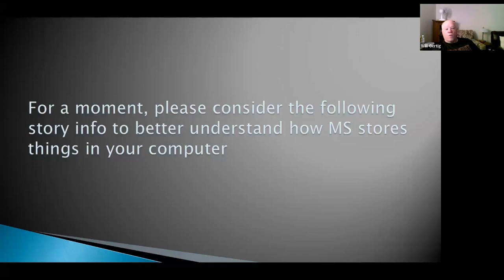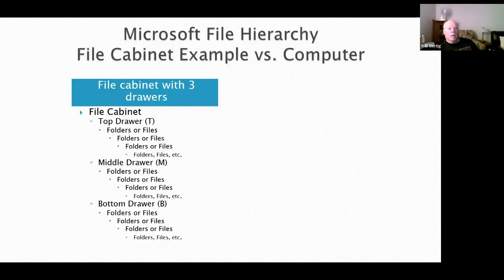Now, to move forward, I want you to consider the following story information to better understand how Microsoft stores things in your computer, okay? So I want you to think about a room with a file cabinet in it. And the file cabinet has got 3 drawers in it. It's got a top drawer, a middle drawer, and a bottom drawer. In each drawer, there are file folders. Now, you've all seen file folders. You know what they look like. They're those things with the little metal tips on the end and they hang on the racks, okay?